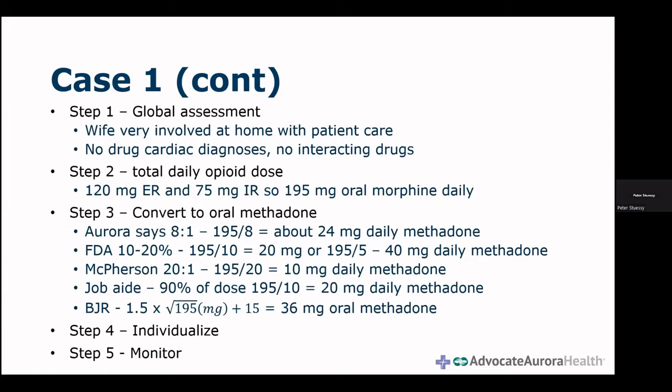Once again, I'm using the conversion chart in McPherson's book. So 120 ER plus 75 immediate release. So we got 195 oral methadone daily. And then here's our different conversions.